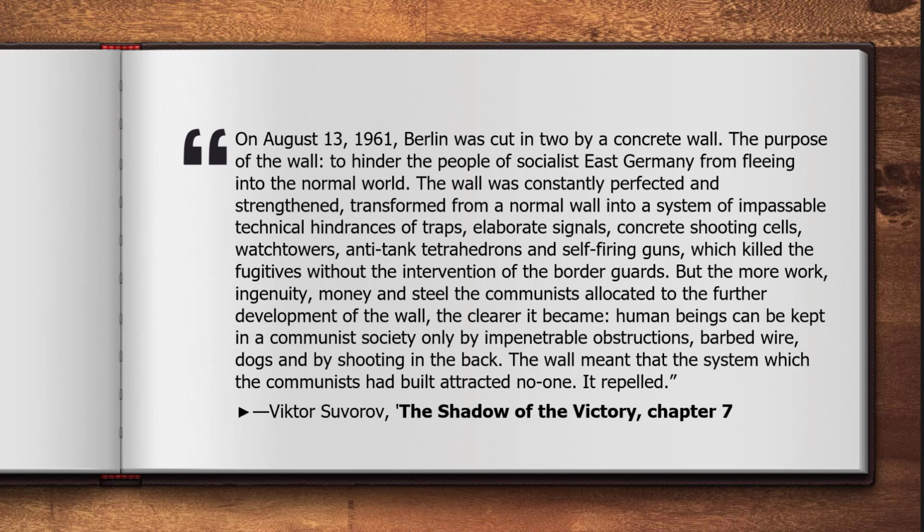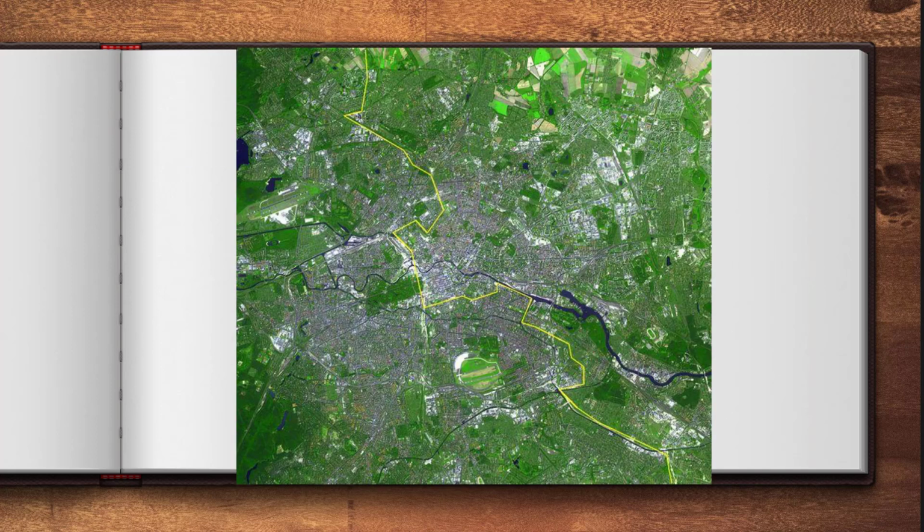But the more work, ingenuity, money, and steel the communists allocated to the further development of the wall, the clearer it became: human beings can be kept in a communist society only by impenetrable obstructions, barbed wire, dogs, and by shooting in the back. Okay, so they're saying we can only keep people in communism by forcing them to stay, by keeping them from leaving. The wall meant that the system which the communists had built attracted no one. It repelled.